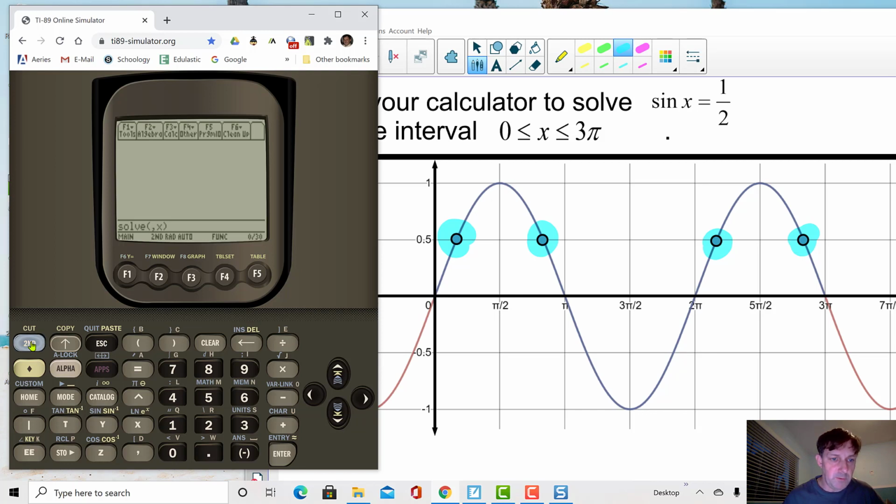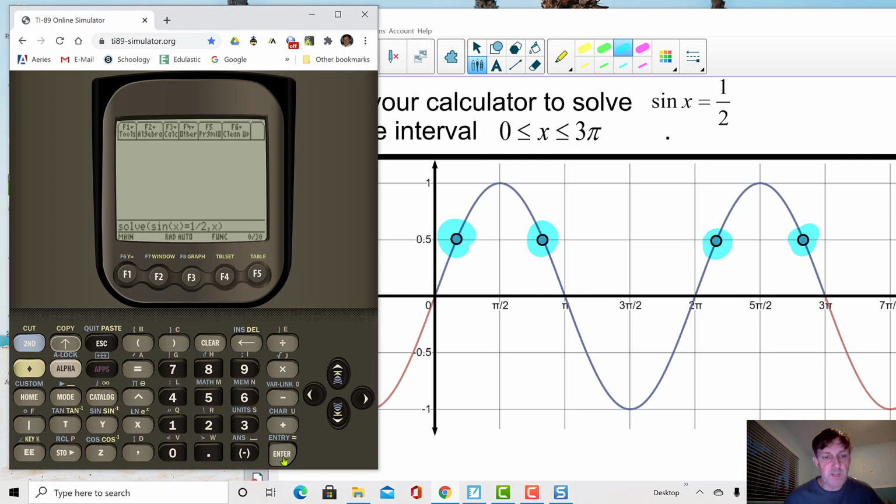To get sine, we do blue, and then the y, because that's where the blue sign is. It gives you the left parentheses, so you have to put the right. It's sine of x, so we'll go back inside and type x. Go back outside. We want it to equal 1/2. So equals 1 divided by 2.